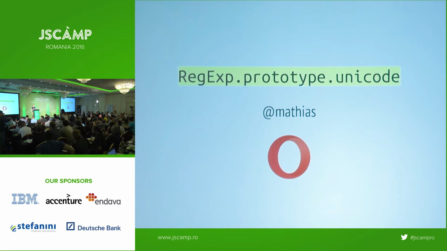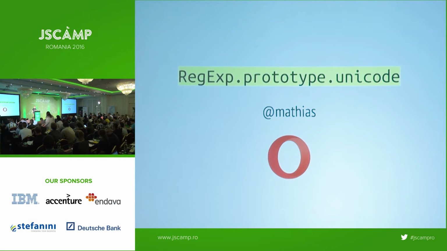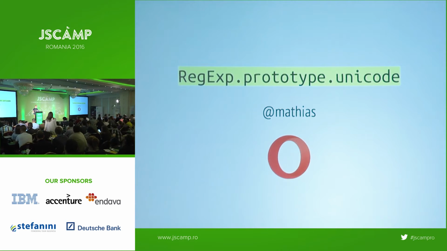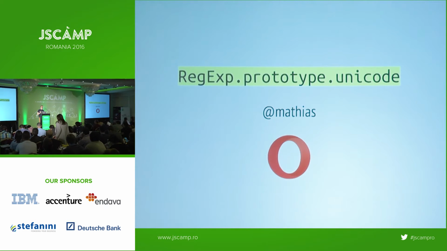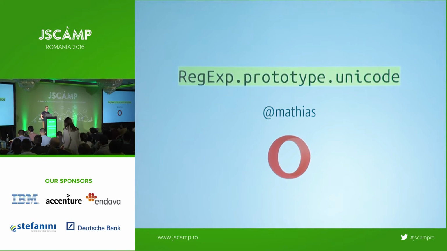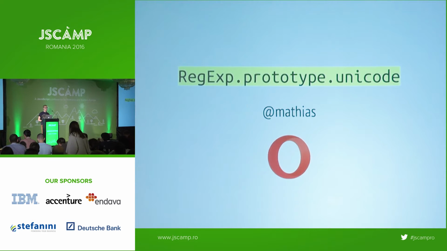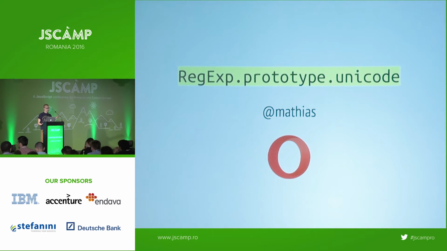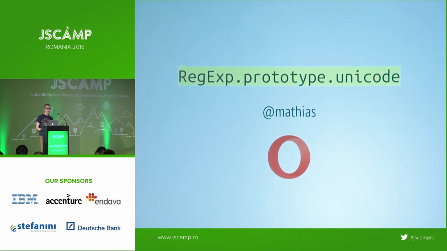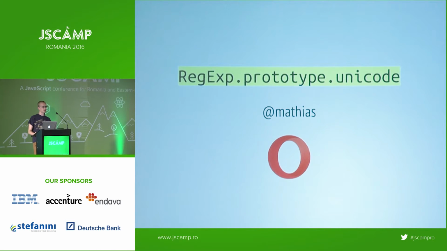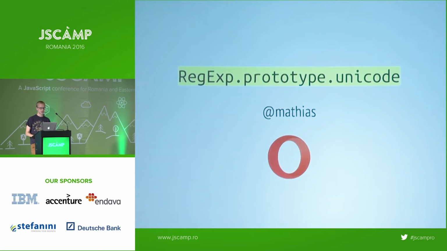OK, so this presentation will probably be of interest to you, because we're going to be talking about a couple of new features that recently made it into the JavaScript language. In ECMAScript 6, every regular expression instance has a Unicode property, well, a Unicode getter, which explains the title of this presentation. And this getter returns true or false depending on whether a new flag to the regular expression was set. And this new flag is the U flag, which of course stands for Unicode.